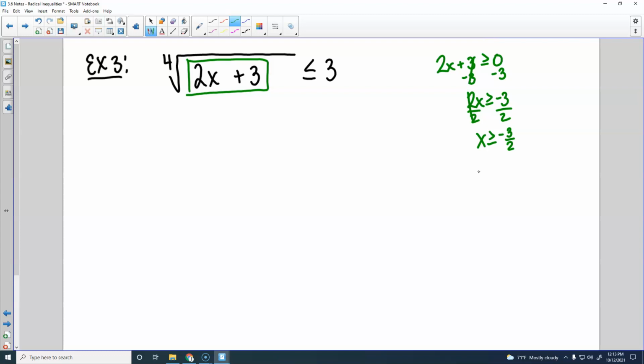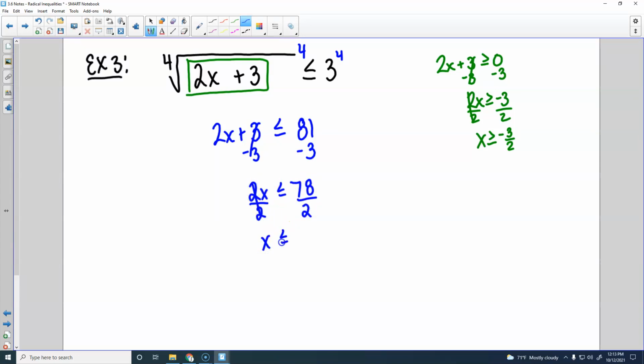So, questions so far? Alright, how do we undo a fourth root? We go to the fourth power. So instead of squaring both sides, we're going to raise both sides to the fourth power, which will just get rid of our fourth root on the left-hand side. We got to do 3 to the fourth here. What is it? It is 81. And so we're going to subtract our 3. 2x is less than or equal to 78. Divide by 2. X is less than or equal to 39, I believe.